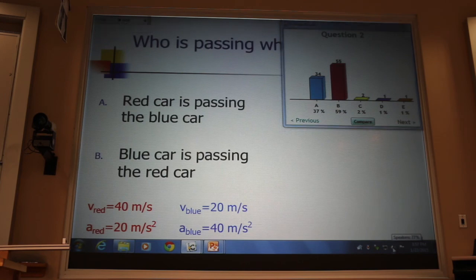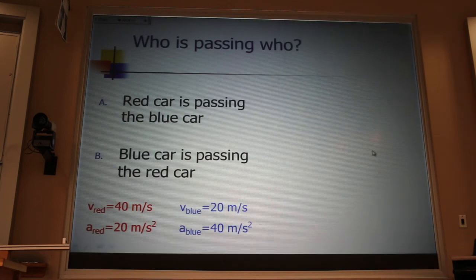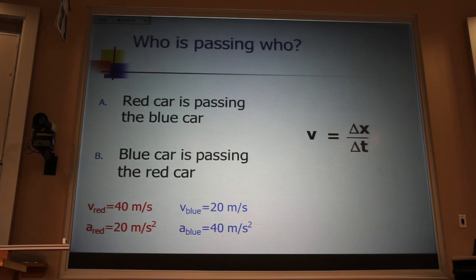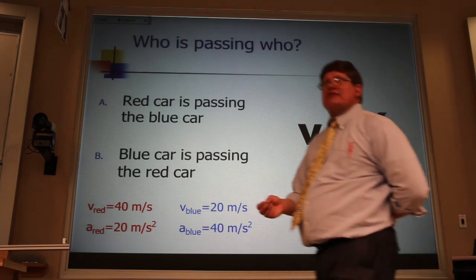The democracy says B, but physics is not a democracy, and the answer is not B. If I look at the operational definition of velocity, it's delta x over delta t, where I've taken my delta r and put it in one dimension, in a horizontal dimension. Now, I think we can agree that whichever car is going fastest is going to go further down the road in the next tenth of a second. And that's what it means to pass someone.